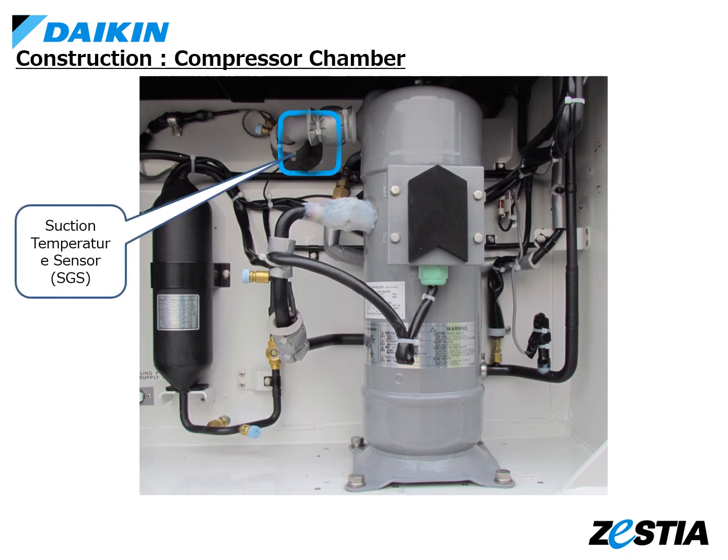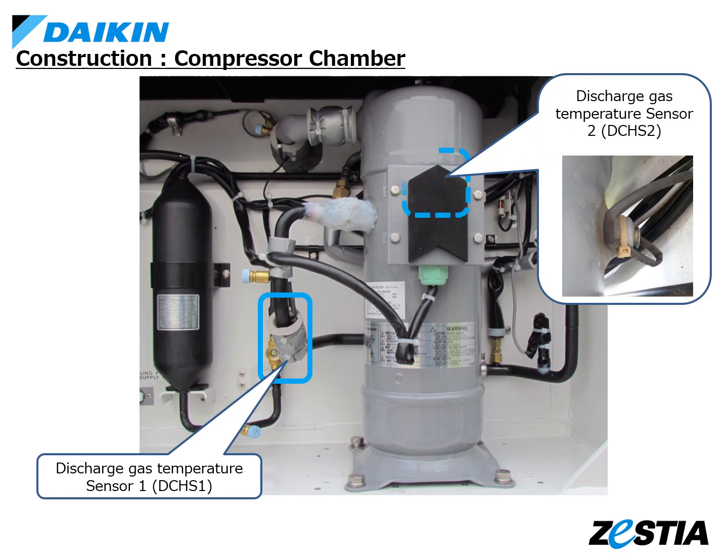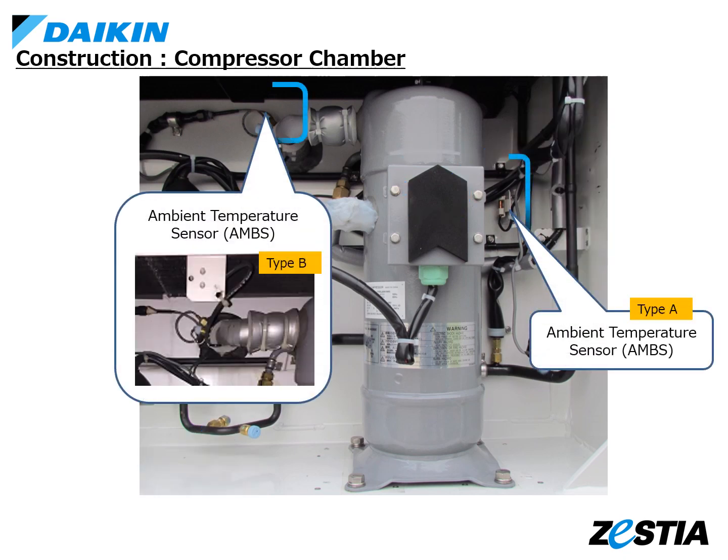This is a suction gas temperature sensor, SGS, that measures the suction temperature of the compressor. The discharge gas temperature sensor, DCHS, measures the temperature of the compressor discharge gas. This sensor is located on the discharge pipe, DCHS1, and the back of the compressor, DCHS2. The outdoor temperature is measured by an ambient temperature sensor, AMBS. The mounting position of this sensor is different between Type A and Type B.